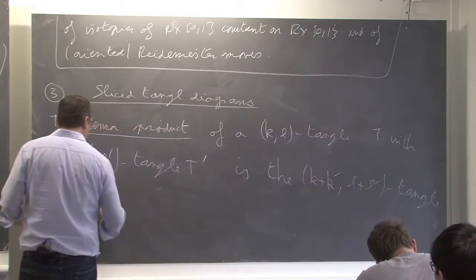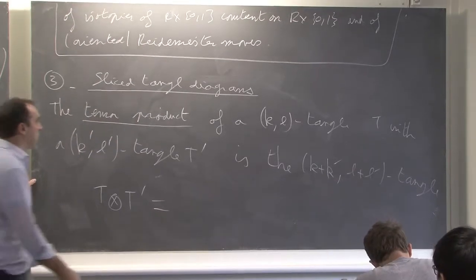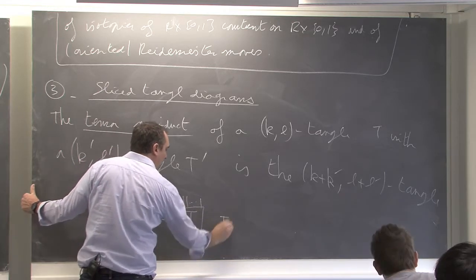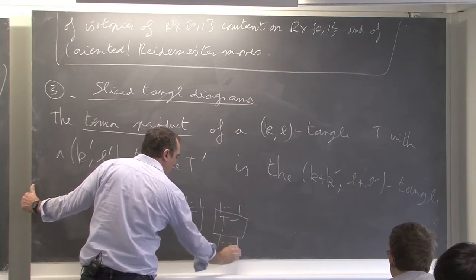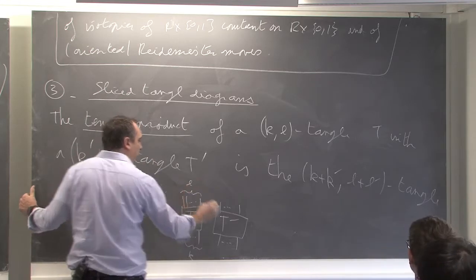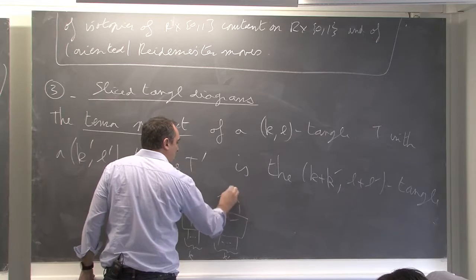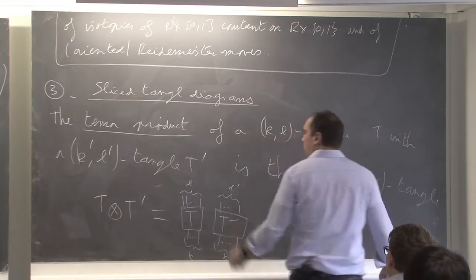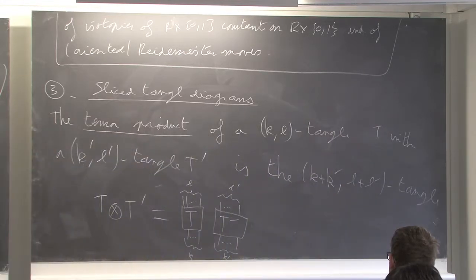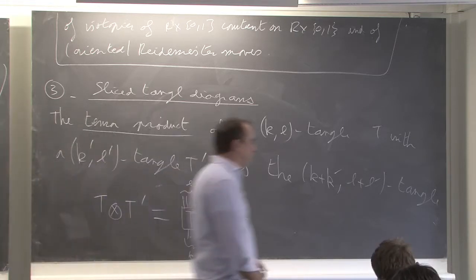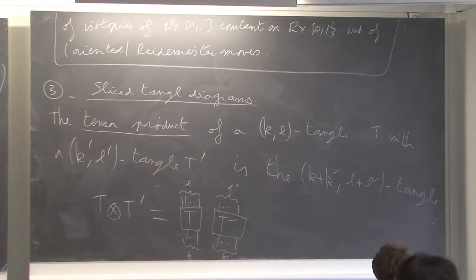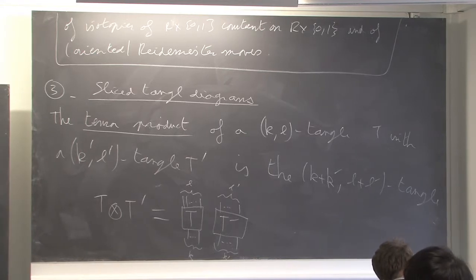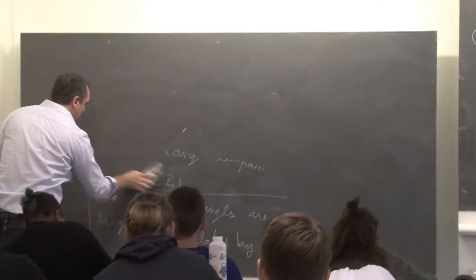We denote it like this. So T tensor T prime is defined as follows. Take T, take T prime. Here you have K input, L output, K prime input, L prime output, and so you obtain a K plus K prime, L plus L prime tangle. Just juxtaposition of tangles. And for links, if T and T prime are links, this is just the disjoint union. Okay. But now we have another operation. We can compose tangles, contrary to links. And this is one advantage.